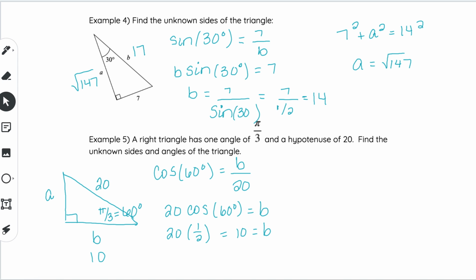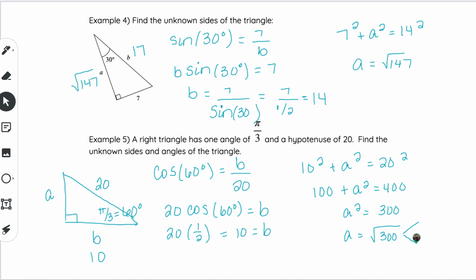Well, now that we know two of them, we can find the third by using Pythagorean's theorem. 10 squared plus a squared is 20 squared. 100 plus a squared is 400. a squared is 300. When I take the square root of 300, we want to simplify our radical. I know 300 is the same as 3 times 100. So I can take the square root of 100 as 10 square root 3. So side length a, or our opposite side, is 10 square root 3.